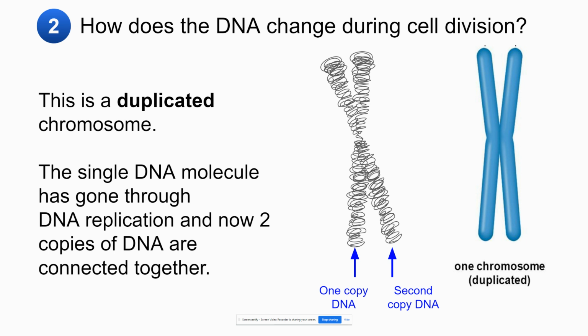Even though in this duplicated chromosome there are two DNA molecules, when they're connected together like this, the whole is considered to be just one chromosome.